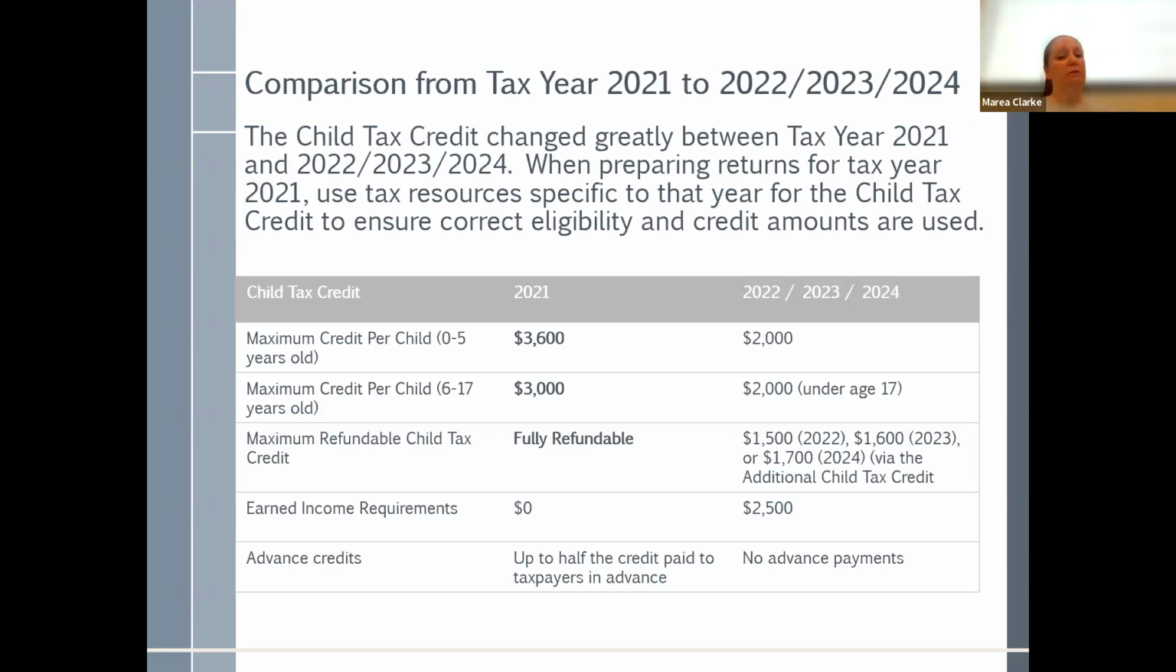All right. There were some significant changes in 2021 due to the pandemic. Those changes have basically ended. It was a very large credit for 1 year, but it's back down to $2,000. The amount that is refundable, though, does continue to increase over time. For 2024, the refundable amount is $1,700. However, to be eligible to claim this credit, you also have to have earned income of at least $2,500. And they don't give this money out in advance. The only way you get it is when you file your tax return.